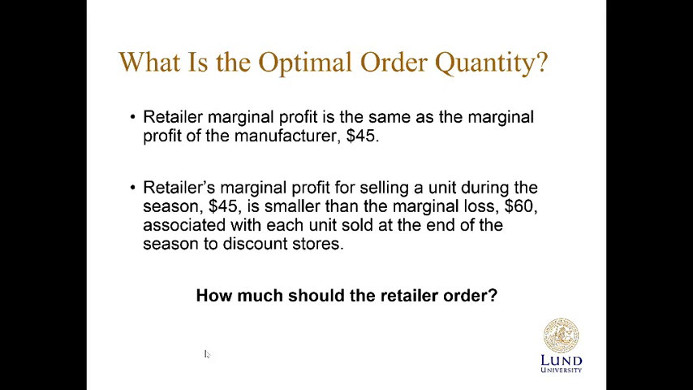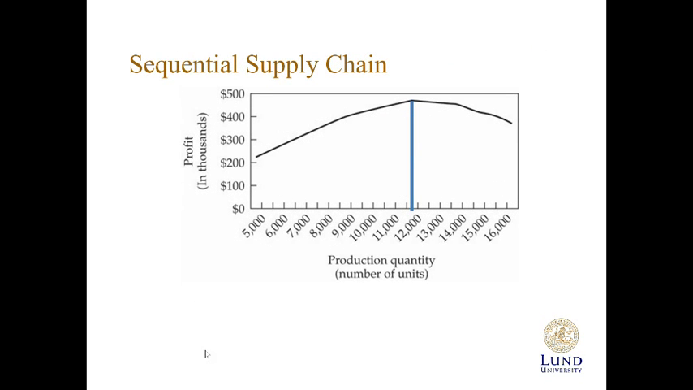The swimsuit is sold from the manufacturer to the retailer at 80 and they have a variable production cost of 35. Now, important here to remember is that the retailer's marginal profit for selling a unit during the season, $45, is smaller than the marginal loss, which is $60 associated with each unit sold at the end of the season to discount stores. So, as we know from before, if the marginal loss is higher than the marginal profit, we will order less than the expected demand. The expected demand was 13,000, but we are actually ordering 12,000. That's where we have the optimal ordering quantity.